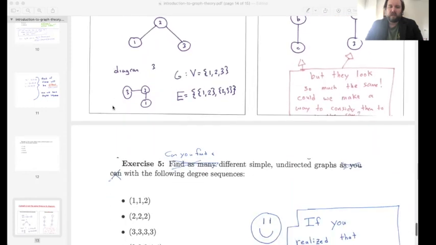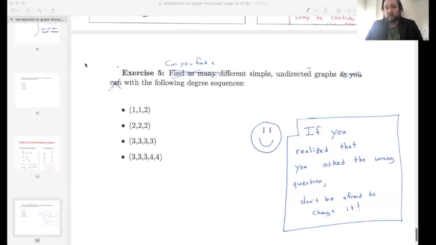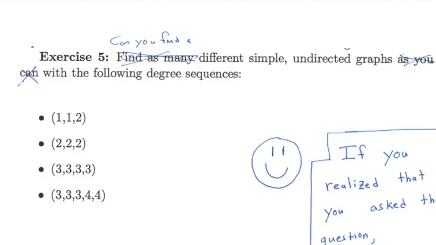What I want to discuss then is maybe we should change the question. In mathematics, if you realize that you asked a wrong question, you don't have to be afraid to change it. The question we really wanted was to investigate if we're given a degree sequence, can we come up with a graph that has that degree sequence? So why don't we ask that instead? Instead of saying, find as many of these as you can, let's just say, can you find one?